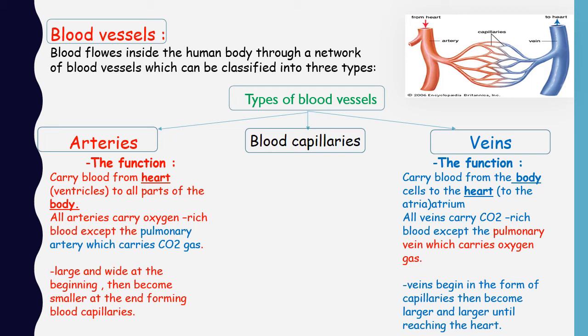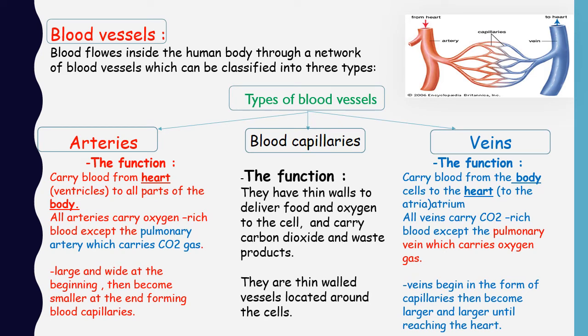The superior vena cava means the upper vein. The inferior vena cava means the lower vein. So the superior vena cava, the inferior vena cava, and the pulmonary vein, which enters the heart from the left side.